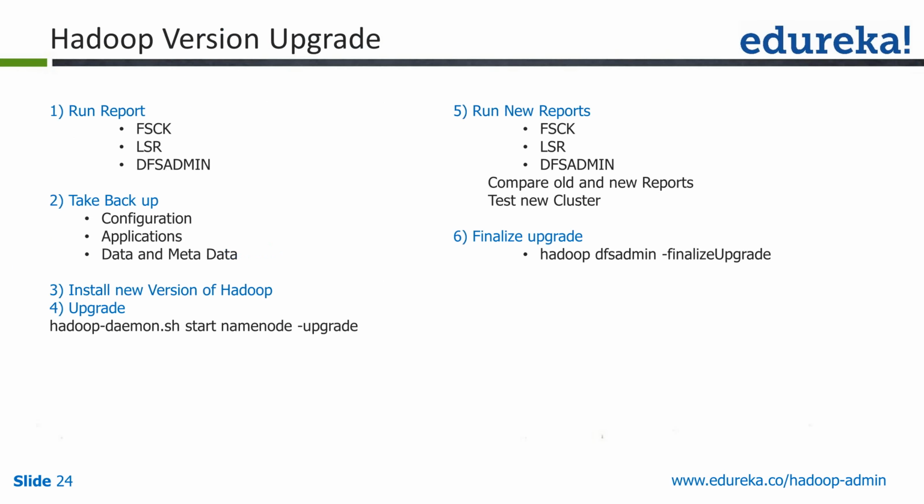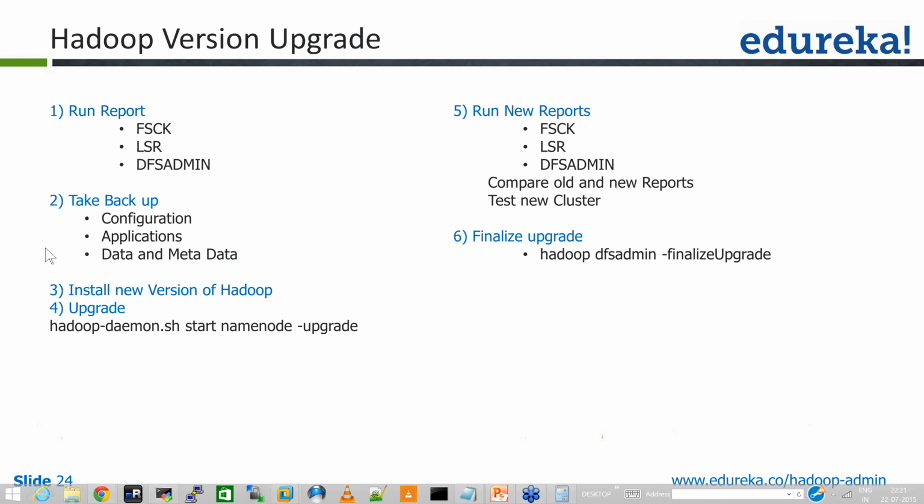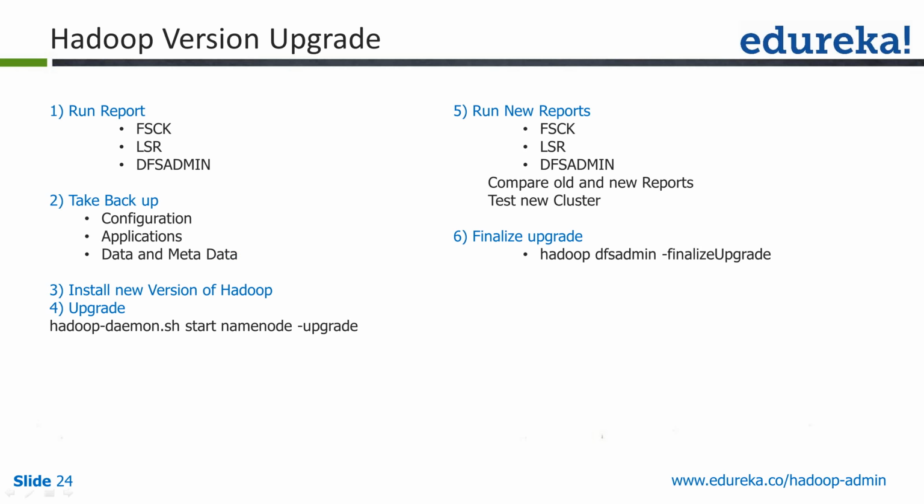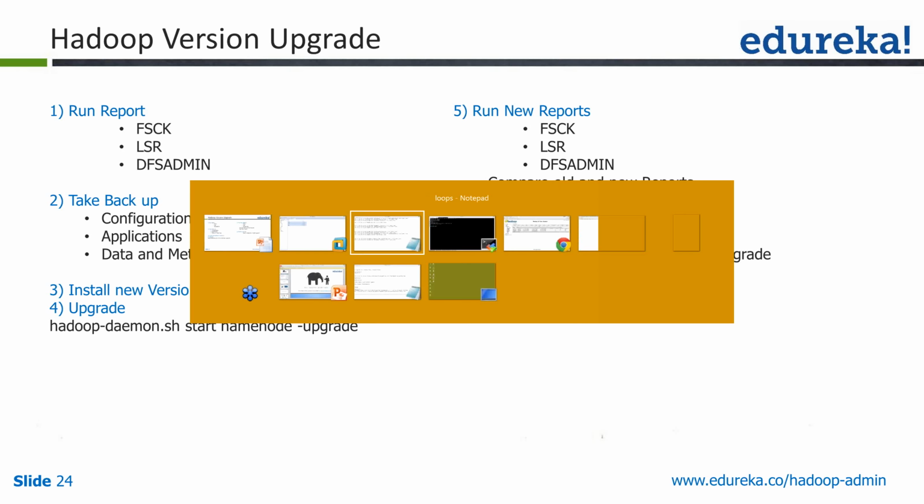Okay, so taking the backup is one of the most important aspects of a big data cluster, because you are going to have a lot of data in the Hadoop distributed file system. Okay, so take the data backup, then take all the configuration files backup, applications data backup, metadata backup, and then after that start installing the newer version of Hadoop. Okay, that's what the upgrade is all about.